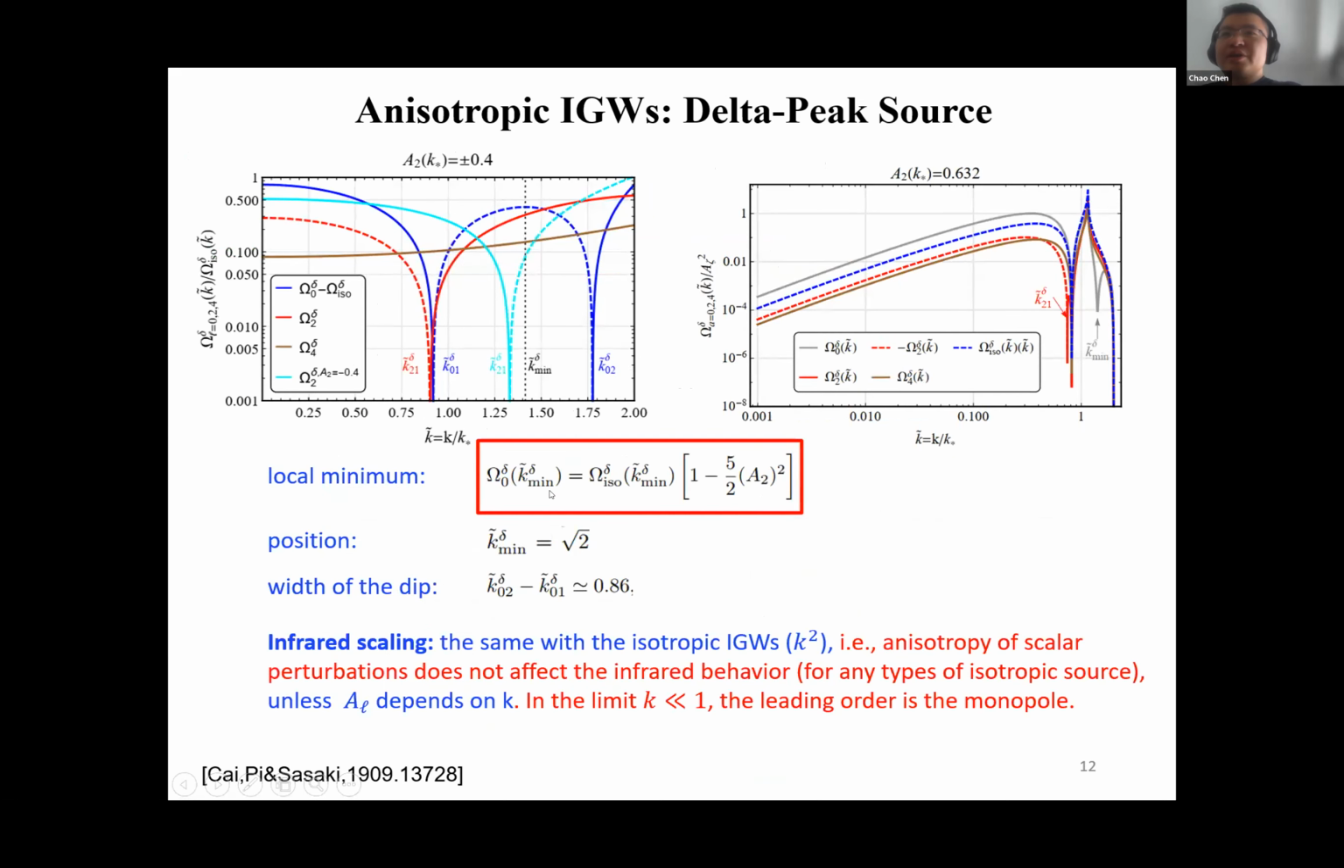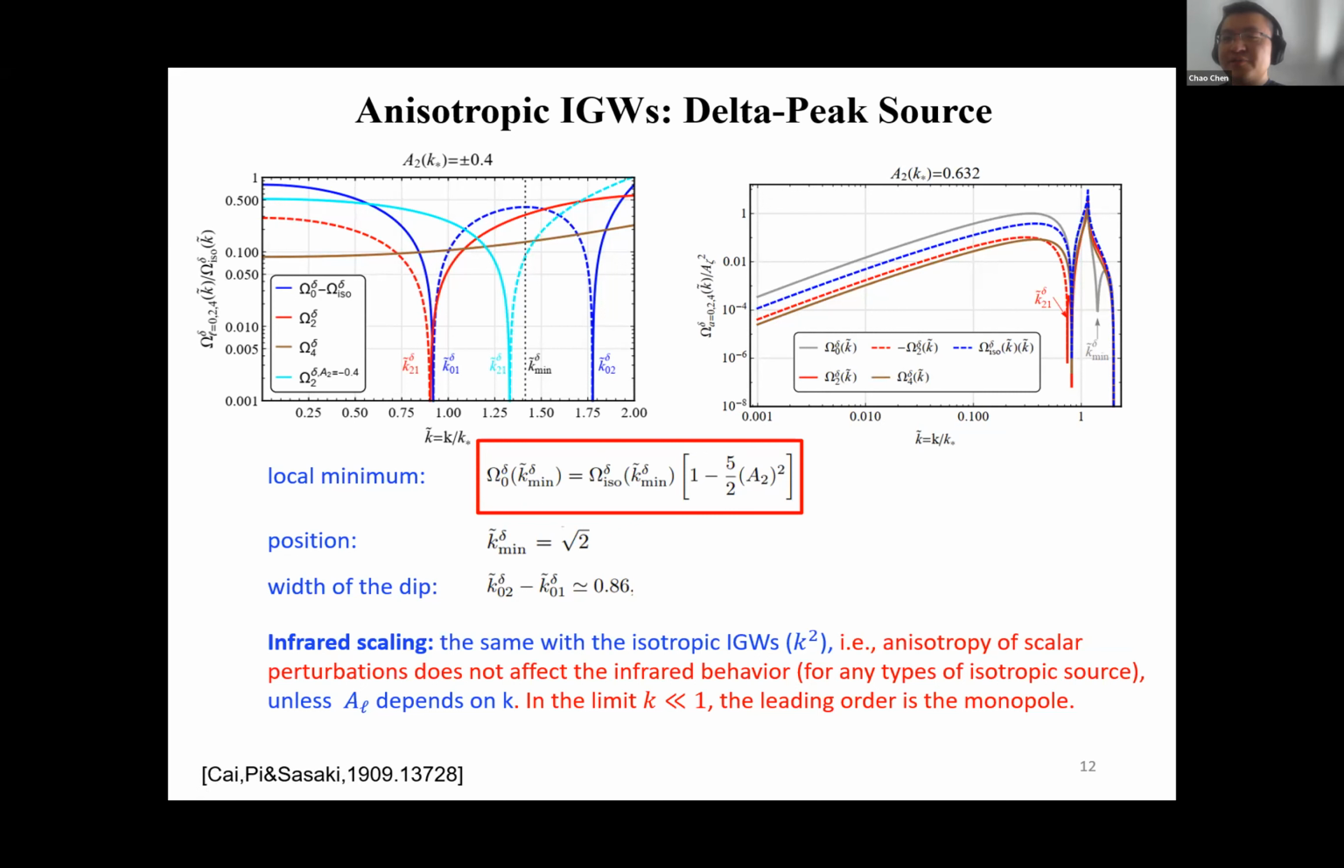Since there are zeros, we have local minima for the multipole moments. You can see in this plot the local minimum of the induced gravitational wave for the multipole. This is a distinct feature compared to the isotropic induced gravitational waves. Also, for the infrared scaling, we find that it is the same as the isotropic induced gravitational wave, because in the infrared limit the leading order is always the monopole, so there is no direction. That means anisotropy doesn't affect the infrared scaling unless the coefficients A_L depend on k.